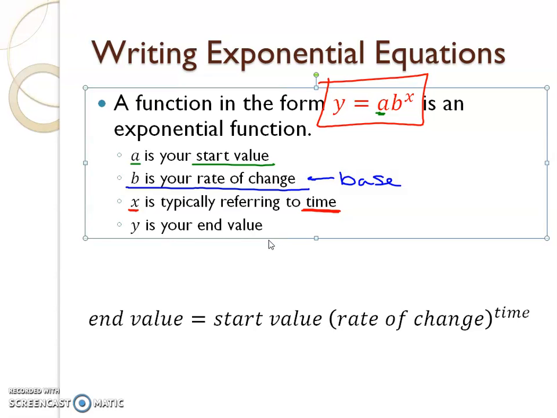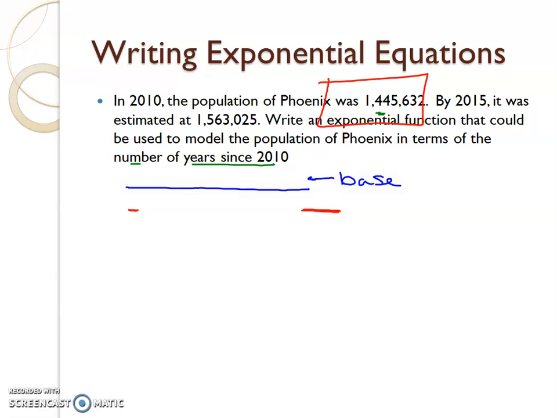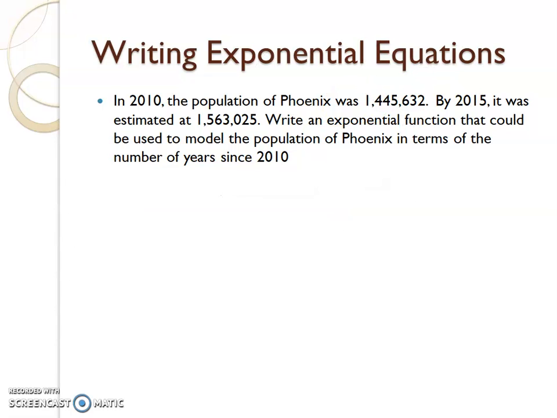Okay, so starting off, let's go through a couple examples here. I've got in 2010, the population of Phoenix was 1,445,632. By 2015, it was estimated to be 1,563,025. Write an exponential function that can be used to model the population of Phoenix in terms of numbers of years since 2010.